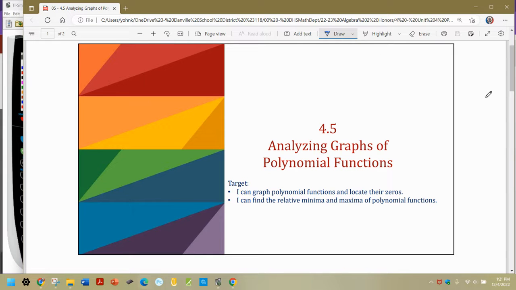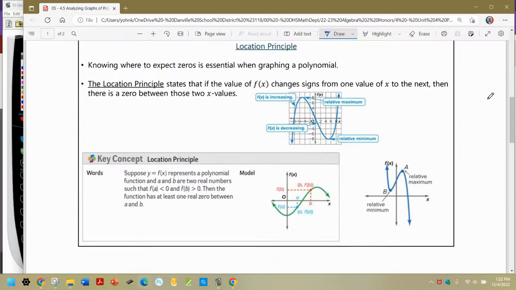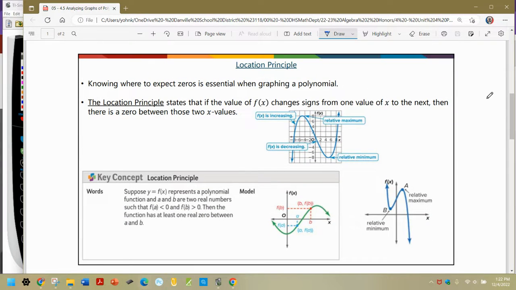Today we're going to learn how to graph polynomial functions and locate their zeros, and how to find the relative minima and maxima of polynomial functions. Now the ideas that we're going to learn about today, you've already done in previous sections, but now we're going to have the exponents be greater than 3, which is pretty much what we used previously.